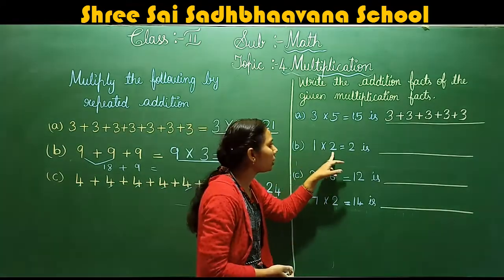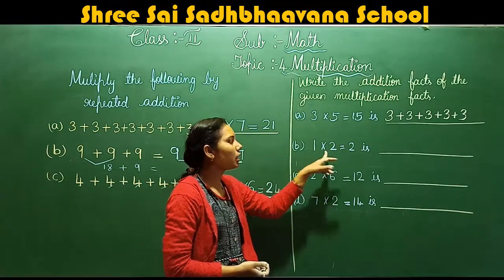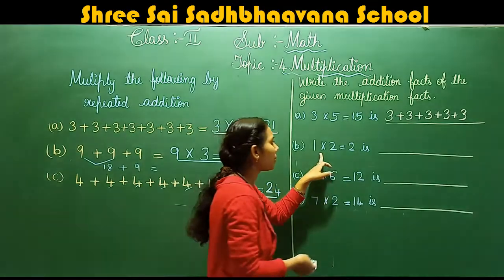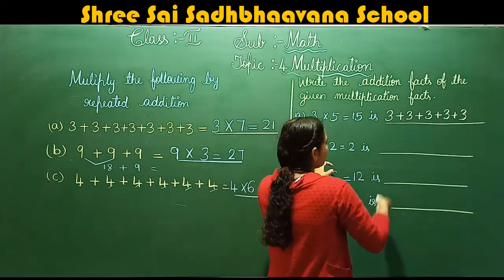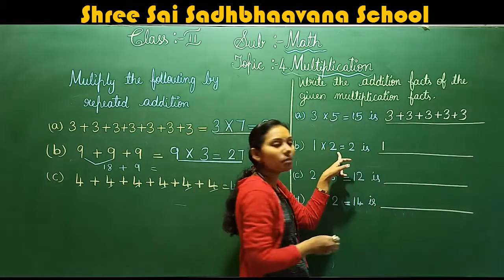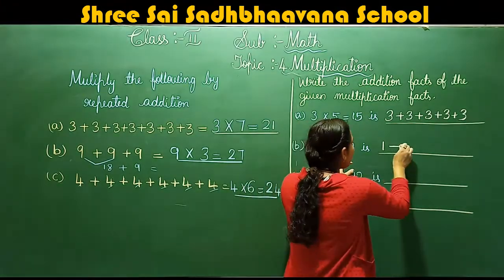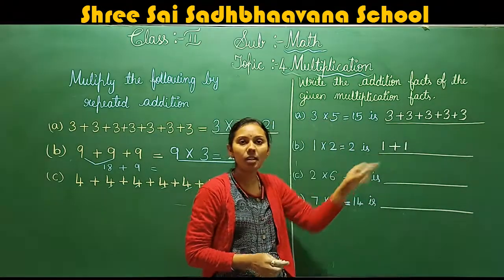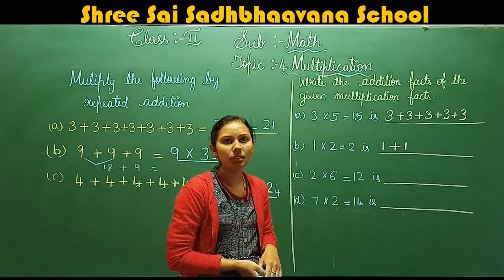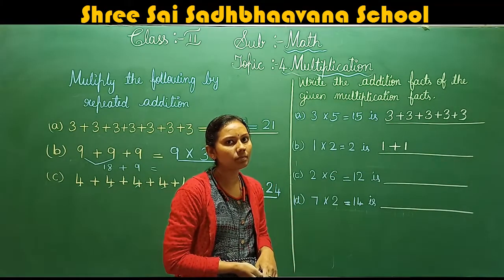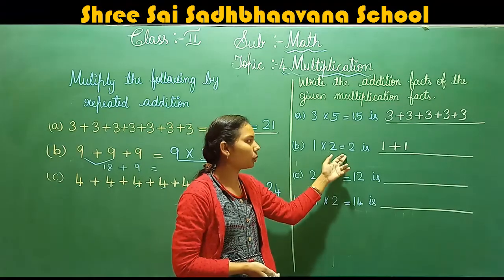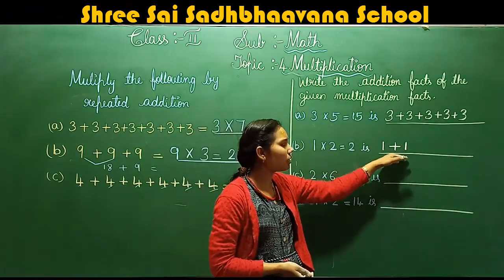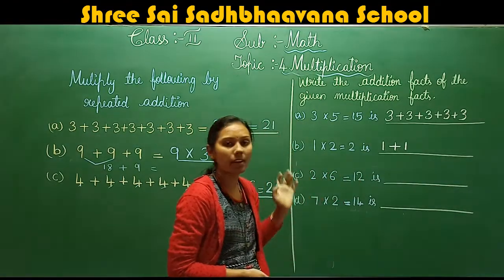That is 1 into 2. So 1 into 2, that is, 1 twos are 2. We can see the number 1. How many times? 2 times. So 1 plus 1. 1 plus 1 is 2. Got it? This is the multiplication fact and this one is the addition fact.